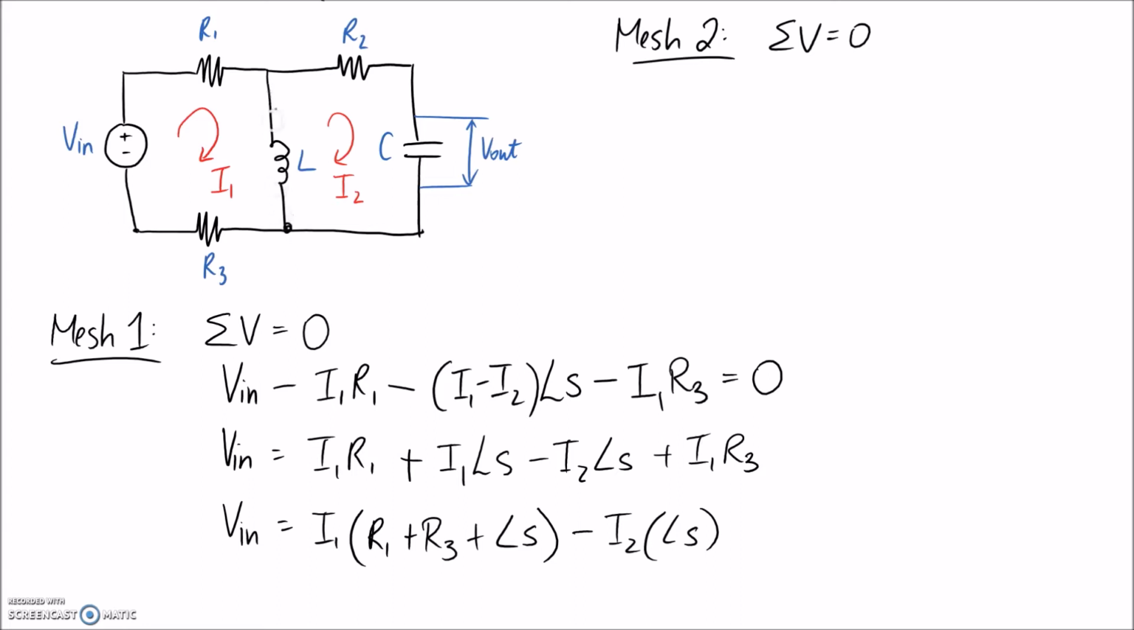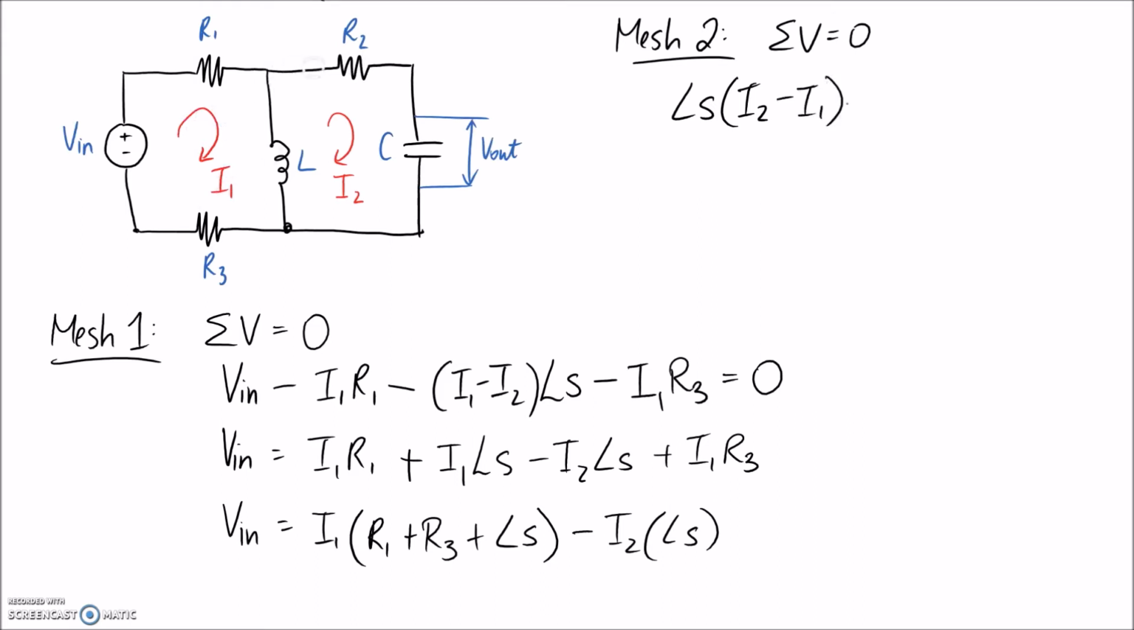So across this, we've got a drop of LS times the current going through it. This time I2 is going one way and I1 is going back the other way, so it's going to be minus.